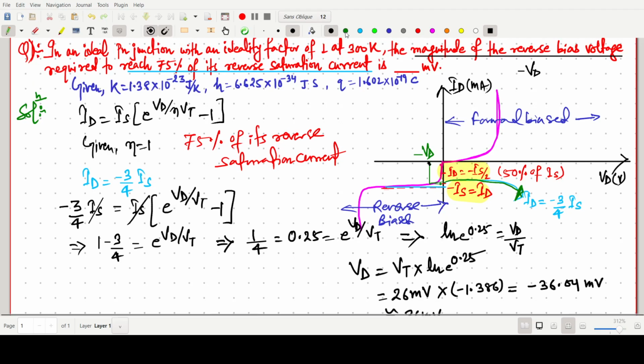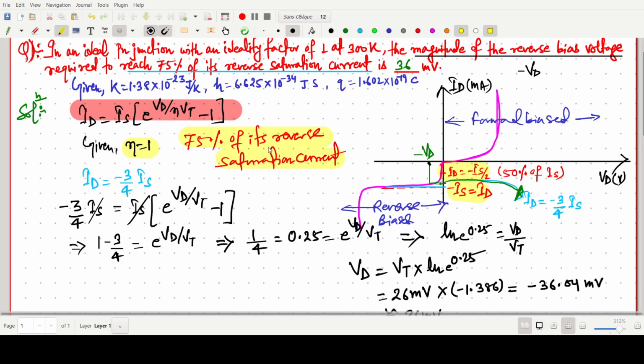So our answer will be 36 millivolt, because we have to write it in terms of magnitude, so we are not writing the negative part. Very simple. Once again, if this type of question comes, first write the diode equation. After writing the diode equation, see what is given: ID is given, as 75% of its reverse saturation current. We have to find the value of VD at this point. It may be negative, and it will automatically come.